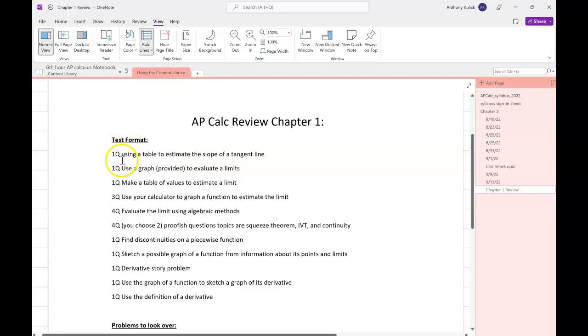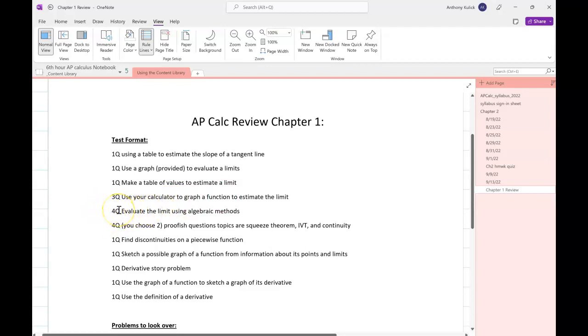So you have one question where you have to use a table to estimate the slope of a tangent line. That's like a 2-1 question. One question, use the graph that I give you to evaluate some limits. That's like a 2-2 question. One question, make a table of values to estimate a limit. Another 2-2 question. 3 questions where I ask you to use your calculator to graph the function to estimate the limit. Kind of like another 2-2 question.